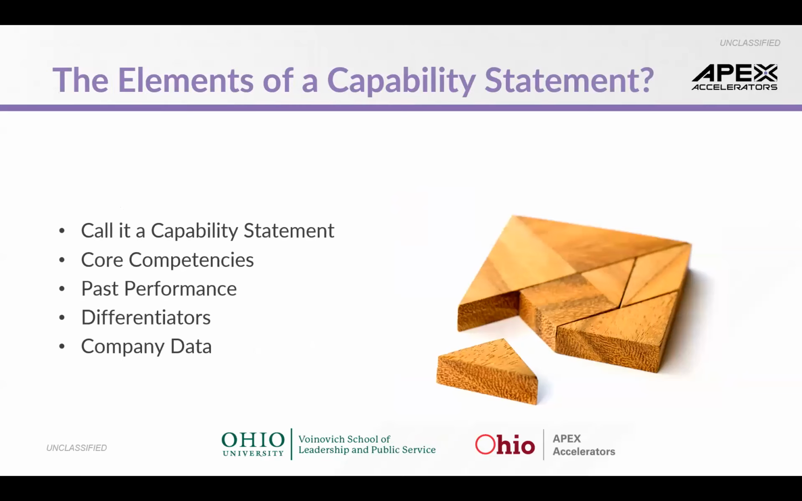So what are the various elements of a capability statement? First off, we always recommend everybody call it a capability statement. And then you're going to have 4 key element areas. One is core competencies. One is past performance. One is your differentiators. And then we're going to talk about company data, and we'll go over what you should have in each of these sections.